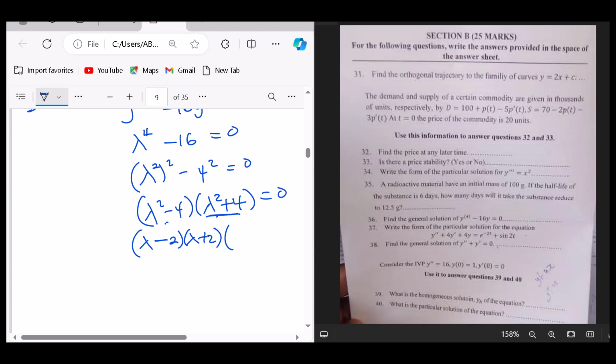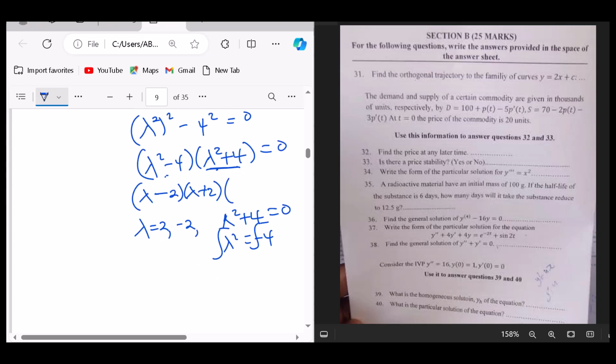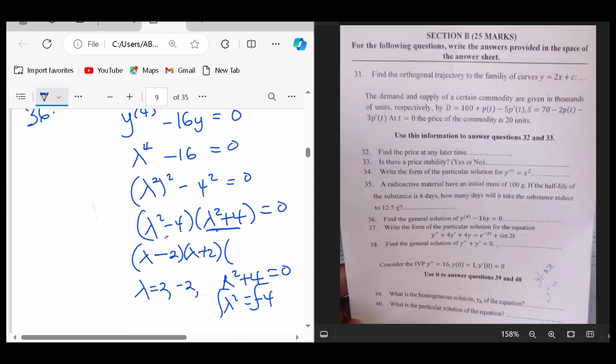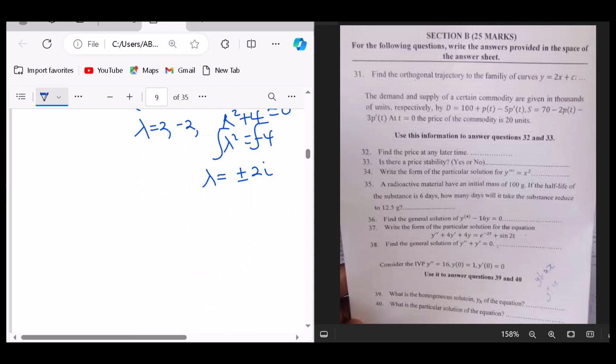The second one actually gives complex roots. So I'll get lambda equal to 2 and negative 2, and if I equate lambda squared plus 4 equals 0, that's lambda squared equals negative 4. Taking the square root of both sides, I get lambda equal to plus or minus 2i.